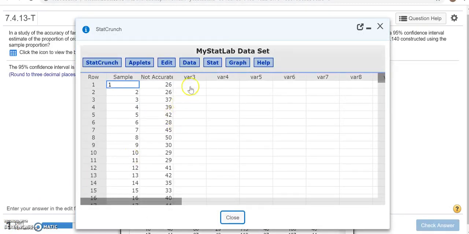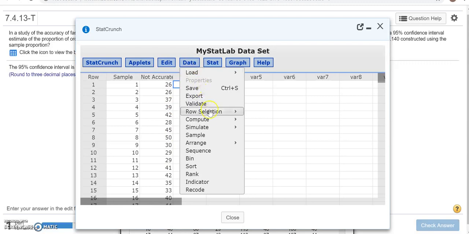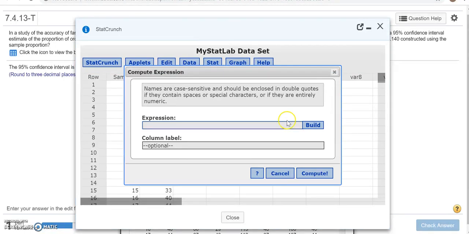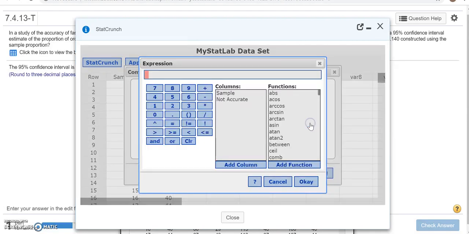To do that, I'm going to go to this third column and create a formula that goes to each one of these numbers in the second column and divides that number by 360. I can do that by going to Data, Compute, Expression. Then I'm going to click on Build to build my expression. I want to take the number in the not accurate column and divide that by 360.